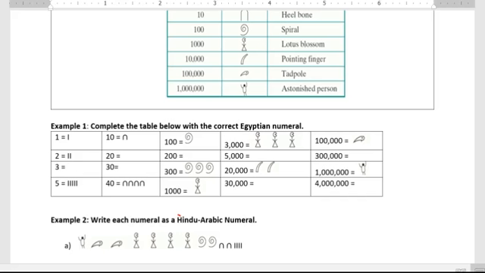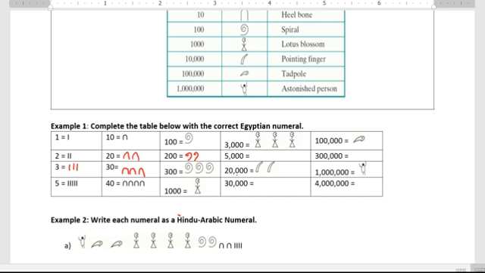Example 1, complete the table below with the correct Egyptian numerals. So for 3, we have 3 staffs. For 20, we're going to have 2 of these symbols, the heel bones. And then for 30, we're going to have 3: 10, 20, 30. Then for the 100 here, it's represented with a spiral. So for 200, we're going to have 2 of these.